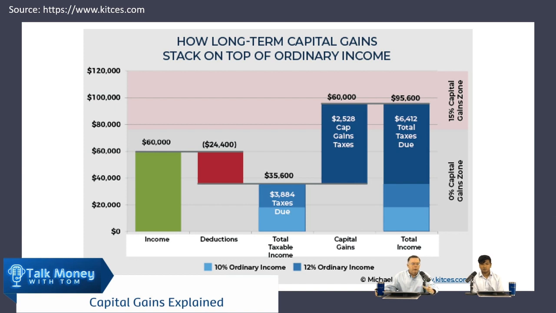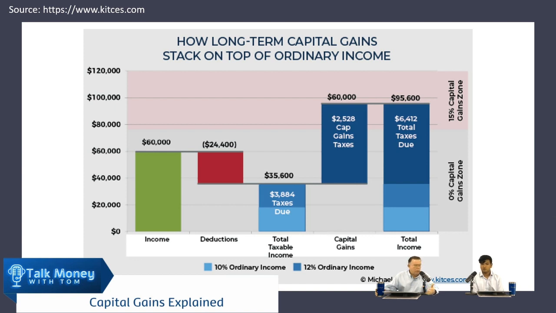So let's say in this case, this person has $60,000 worth of income, and they're using the standard deduction. Personal and standard deduction comes out to $24,400, right? That's for a couple. So let's say this is a couple, and their net taxable income is $35,600. You can see that.